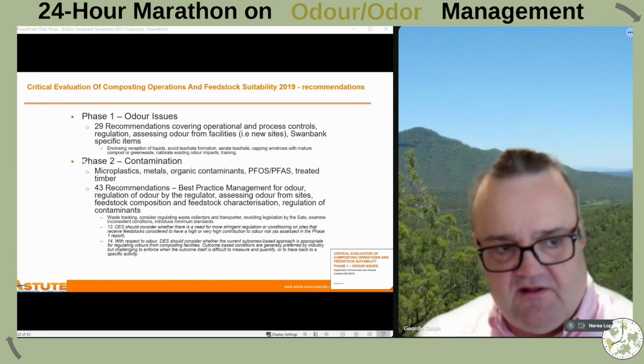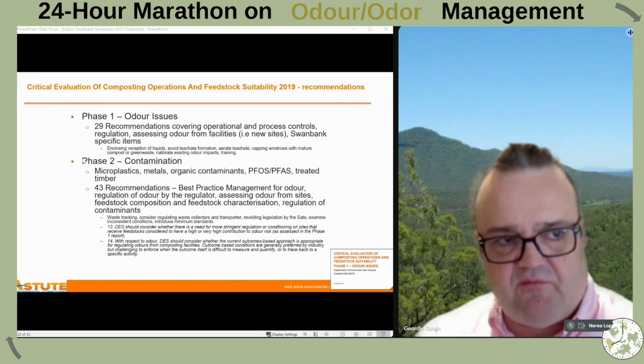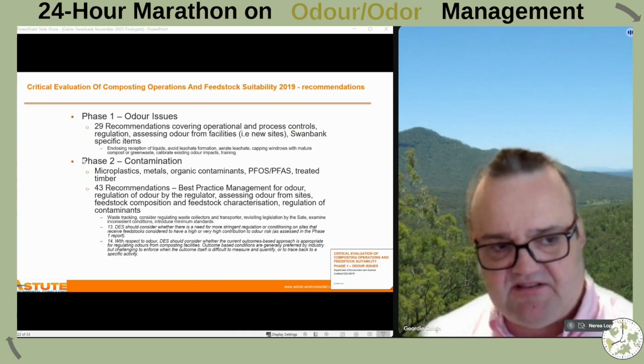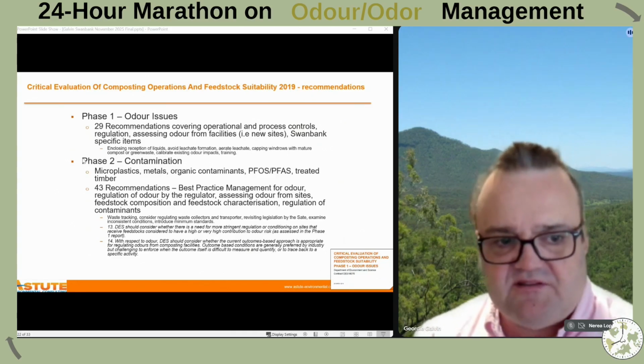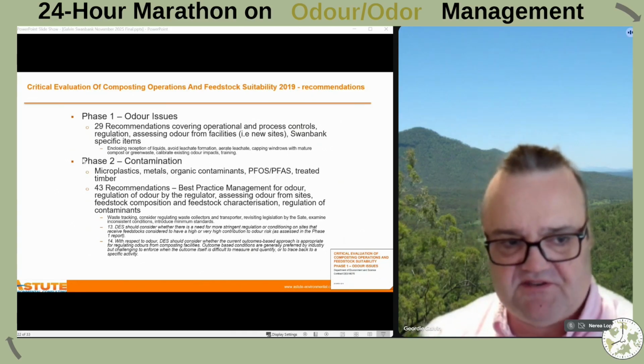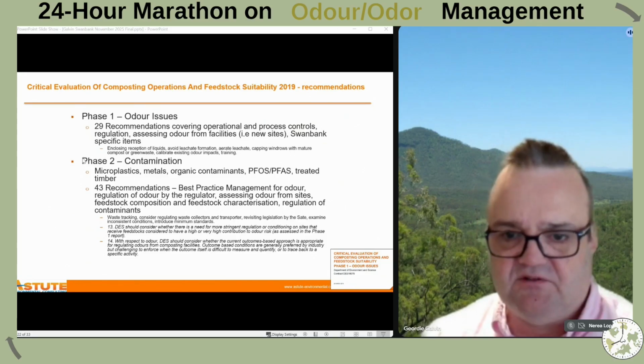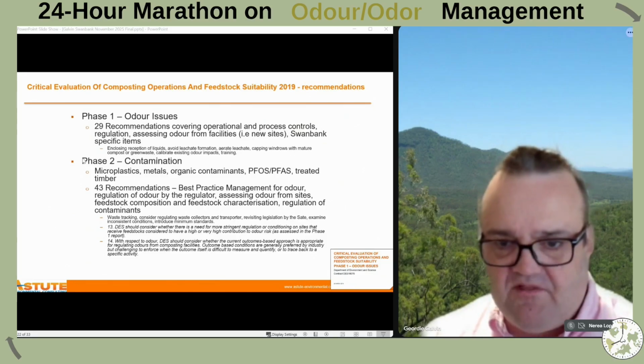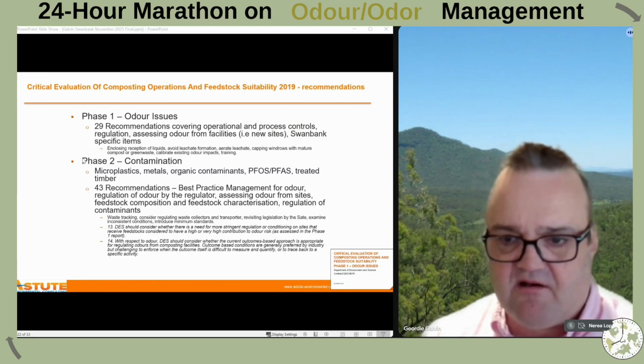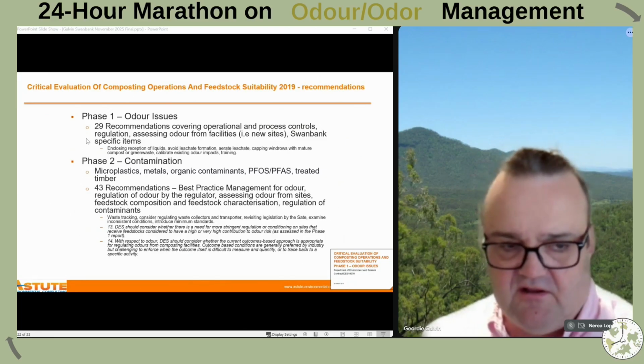So one of the outcomes or primary outcomes of this work in 2019 was that the recommendation was the DES, which is the regulator, should consider whether there is a need for more stringent regulation or conditioning. And there was a secondary recommendation as to whether DES should consider whether the current outcomes-based approach is appropriate.